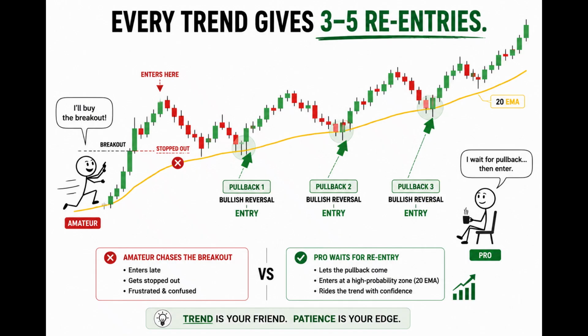A bullish reversal candle forms. That's your re-entry. One more thing: every major trend gives you 3 to 5 re-entry opportunities. If you miss the breakout, the trend isn't gone, it's just waiting for the next pullback. The market is not a train you missed, it's a train that keeps coming back to the station. Patience pays, stop chasing, start waiting.